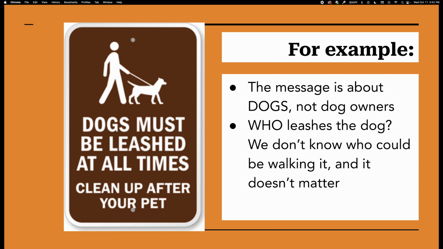Here's an example. This is a passive sentence. Dogs must be leashed. That is passive. The message is about dogs. We're thinking about dogs. We're not talking about the person who leashes the dog. That could be anyone. Doesn't matter. We're thinking more about dogs than the people responsible for the dogs.